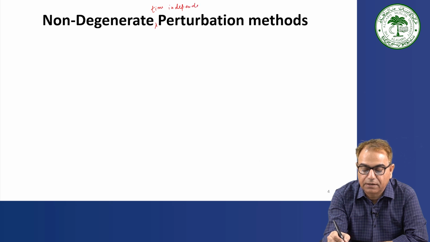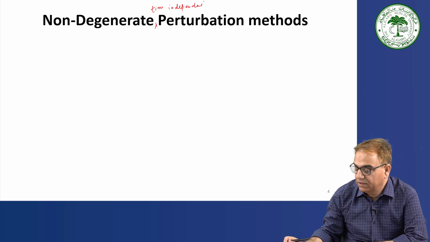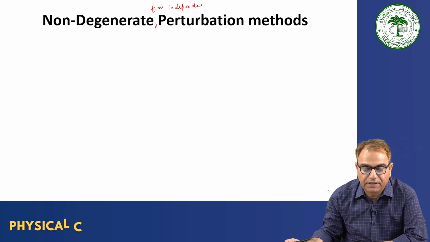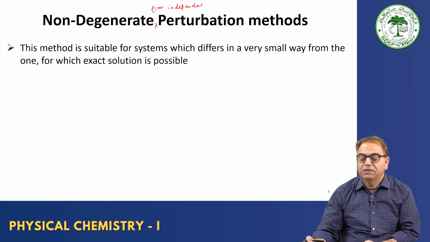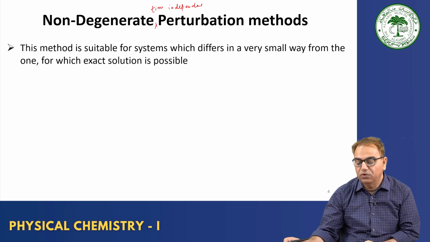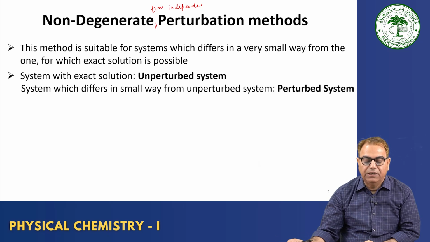Time independent perturbation method. This method is suitable for systems which differ in a very small way from one for which the exact solution is possible. This I told you, and everything is written neatly also. A system with an exact solution is called the unperturbed system. A system which differs in a small way from the unperturbed system is called the perturbed system.